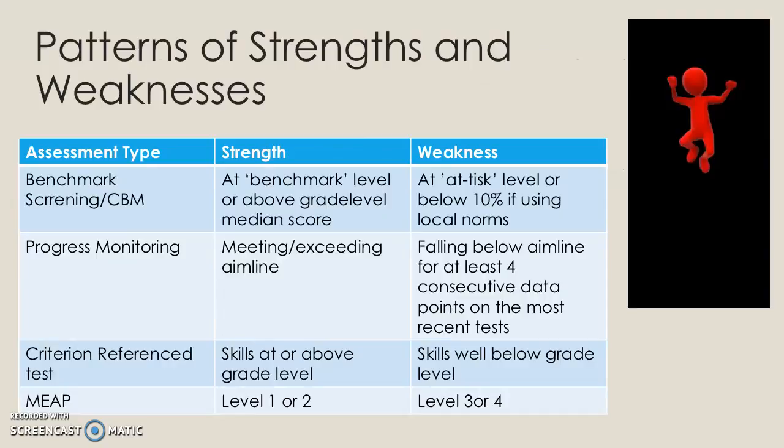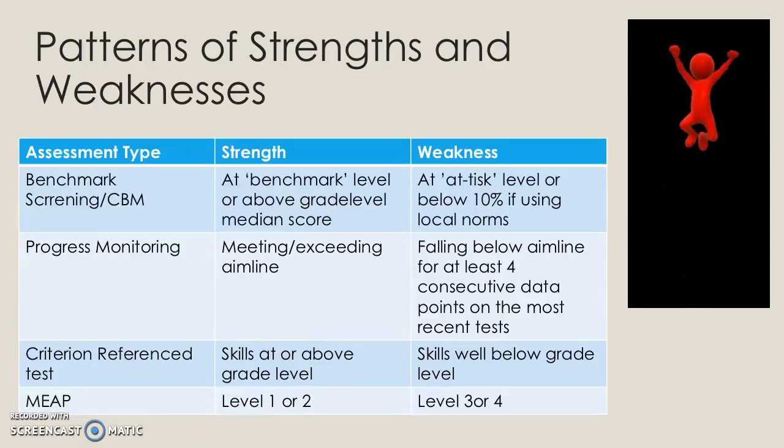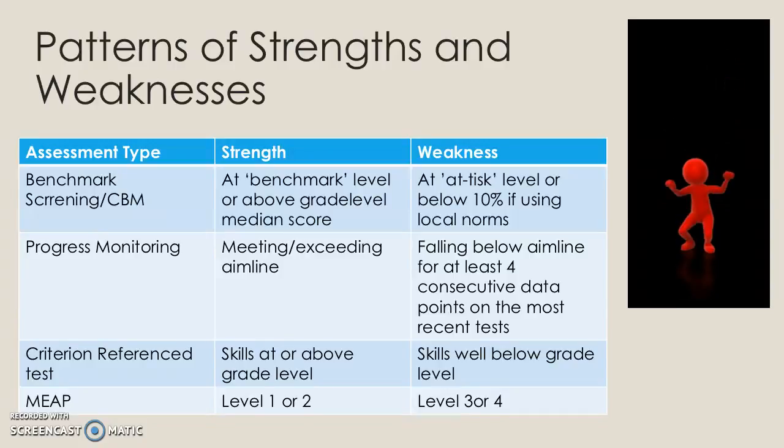Some assessment types for patterns of strengths and weaknesses: an assessment could be like a benchmark screening. If it was a strength for someone, they'd be at benchmark level or above. If it was a weakness, they'd be at risk or below 10% if using local norms. Progress monitoring, strength would be meeting or exceeding the aim line. The weakness would be falling below the aim line for at least 4 consecutive data points on the most recent test.